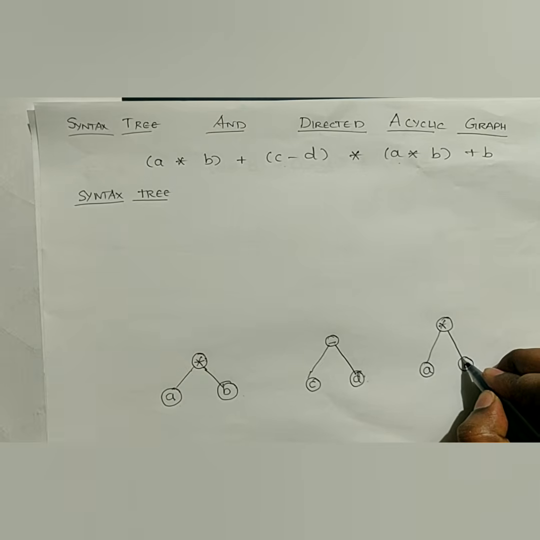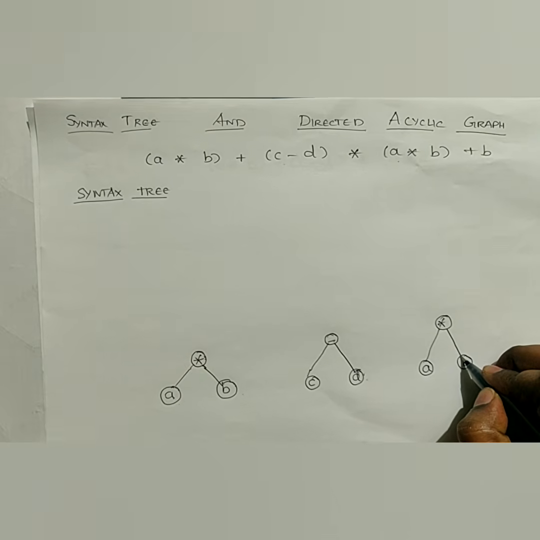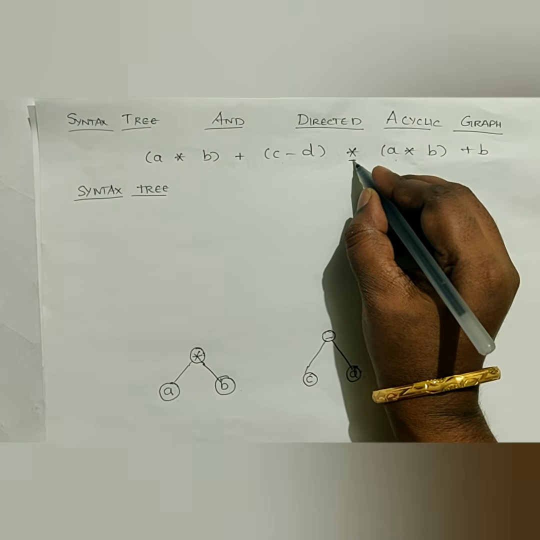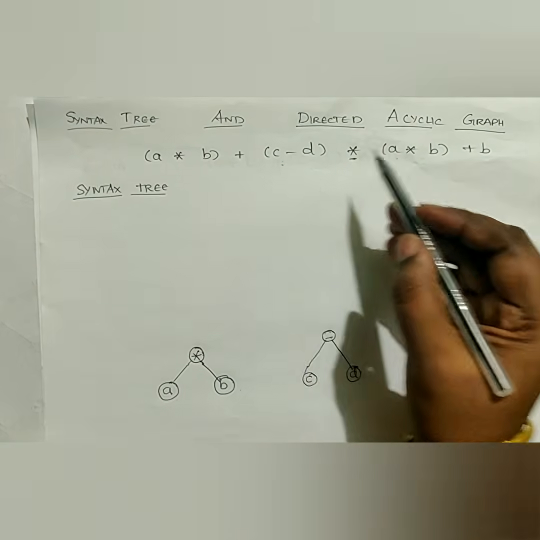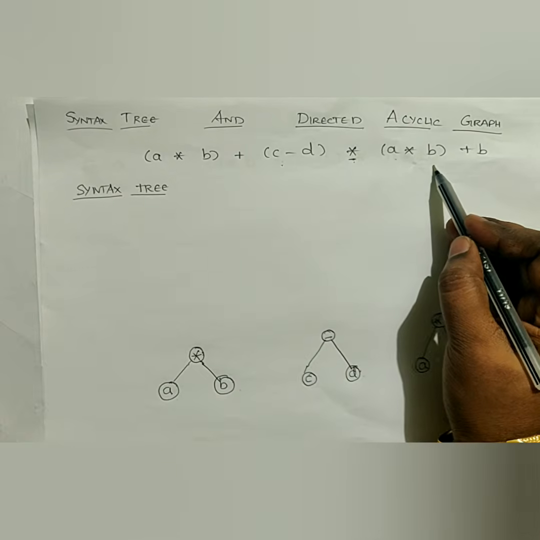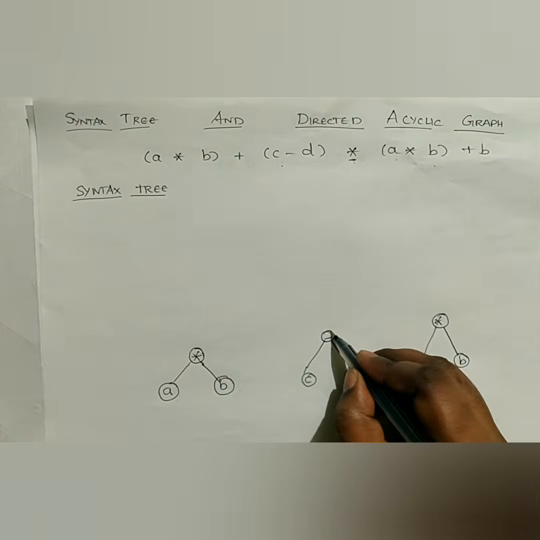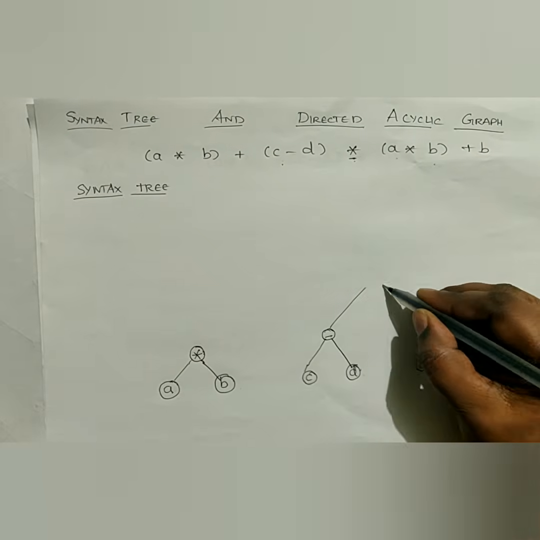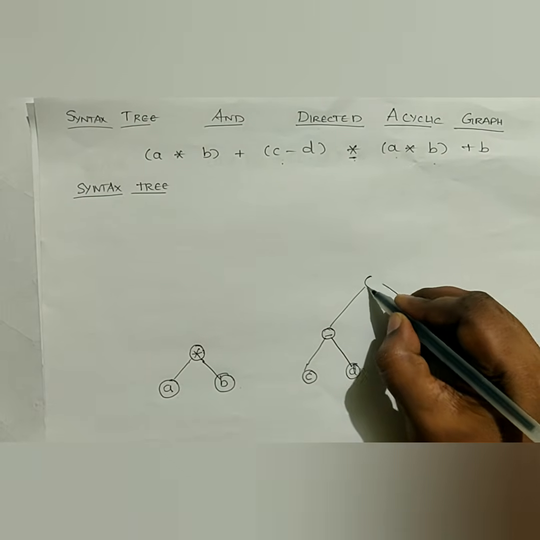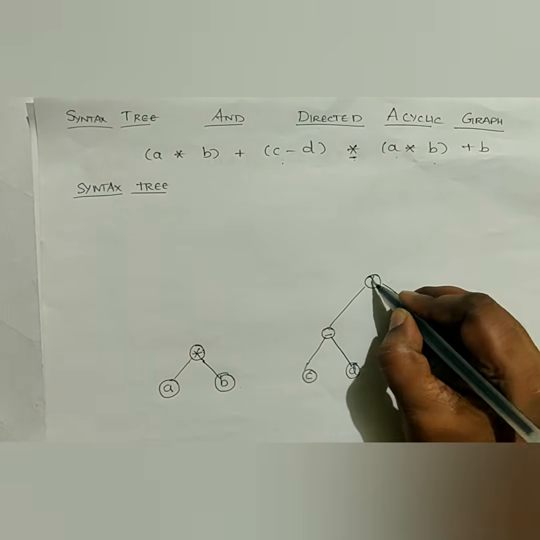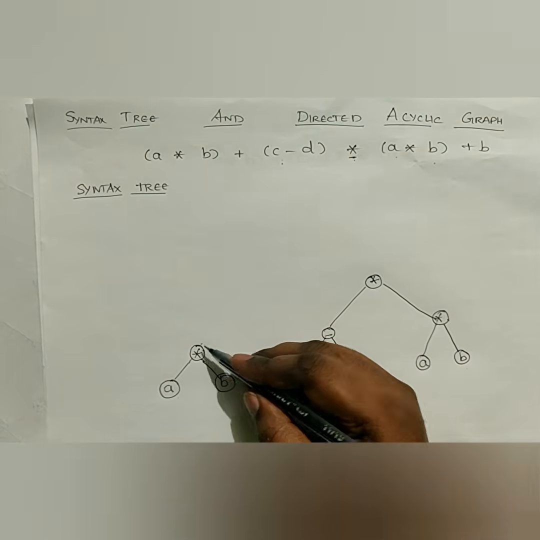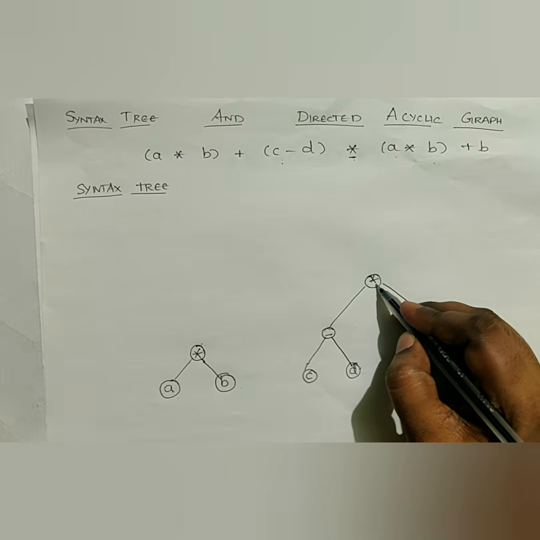Now what is my next step? I have to focus on the operator which has higher precedence, from left to right. My multiplication has higher precedence. So the meaning of this is C minus D is multiplied by A star B. C minus D is stored here, A star B is stored here, so these two are connected along with the symbol of my star operation. Why have we not considered this plus? Because it has less precedence compared to my multiplication operator.